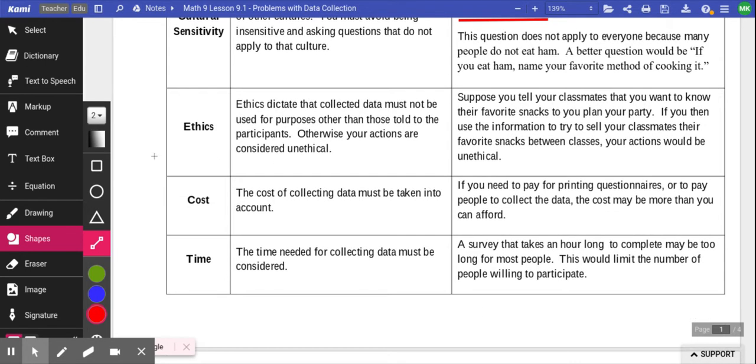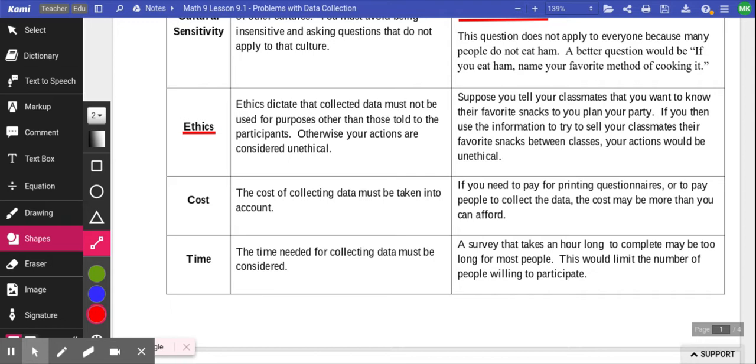Ethics. Ethics dictate that collected data must not be used for purposes other than those told to the participants. So ethics means you're not lying at any point, right? You're telling the truth. So for instance, if you said to your classmates, I want to know your favorite kind of chips so that when I host a party, everyone will have their favorite kind of chips there. And you went out and you found all their favorite kind of chips, and then instead you use that data to sell the chips to your friends. And you're like, oh, I know everyone likes ketchup chips. So you brought all these ketchup chips and started to make a profit off it and sell it. That would be unethical. You lied about the reason in which you were doing something.